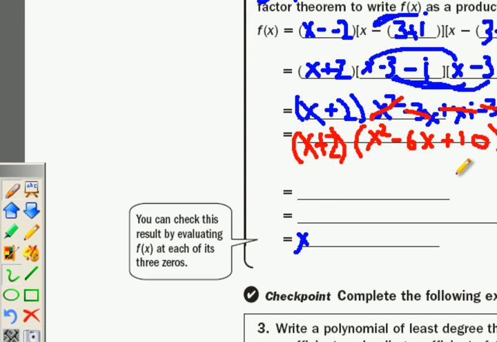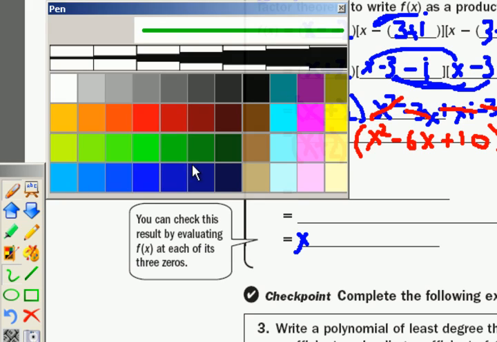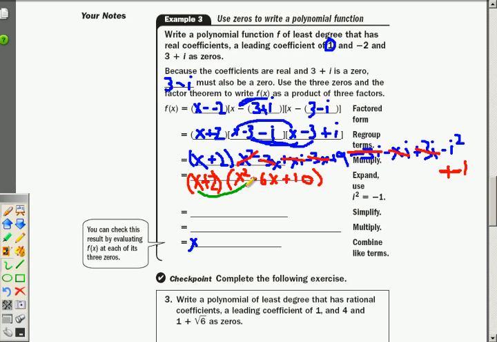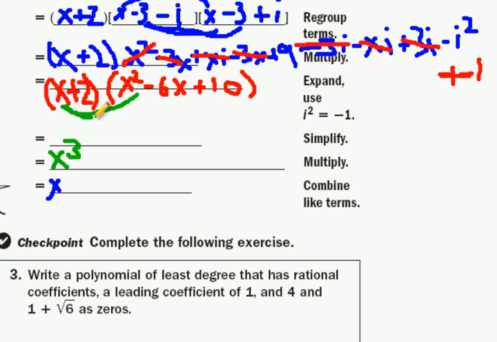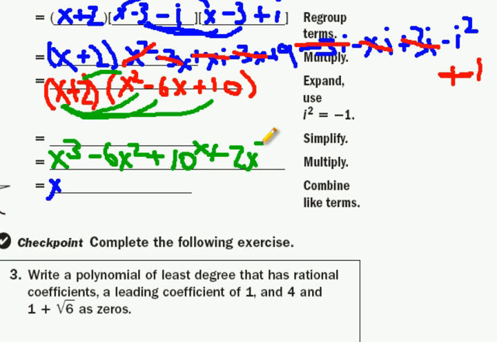So I have this whole mess in front of me. Now I have to multiply this x right here by every one of these things. So let's change colors one more time. Let's go with green this time. So I'm going to take that x and multiply it here, and I'm going to put it right here. x cubed minus 6x squared plus 10x. Then I'm going to take my 2 and multiply it by everything, plus 2x squared minus 12x plus 20. And wouldn't you know it, I got my answer.